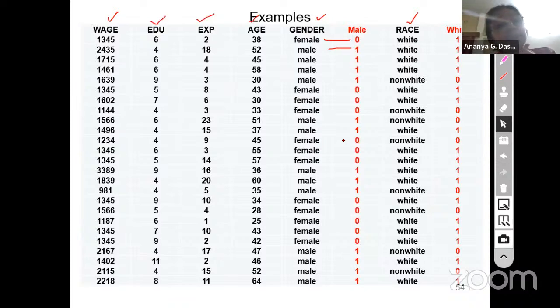This is an example of a dummy. Typically I'll name the variable for whichever category it takes the value 1. That's the convention that one uses because it helps you remember what that variable represents, what is 1 and what is 0. So for instance, white takes the value 1 for whites and is 0 otherwise. Non-whites are 0 and whites are 1. This is literally what a dummy variable is, and I hope it is clear.